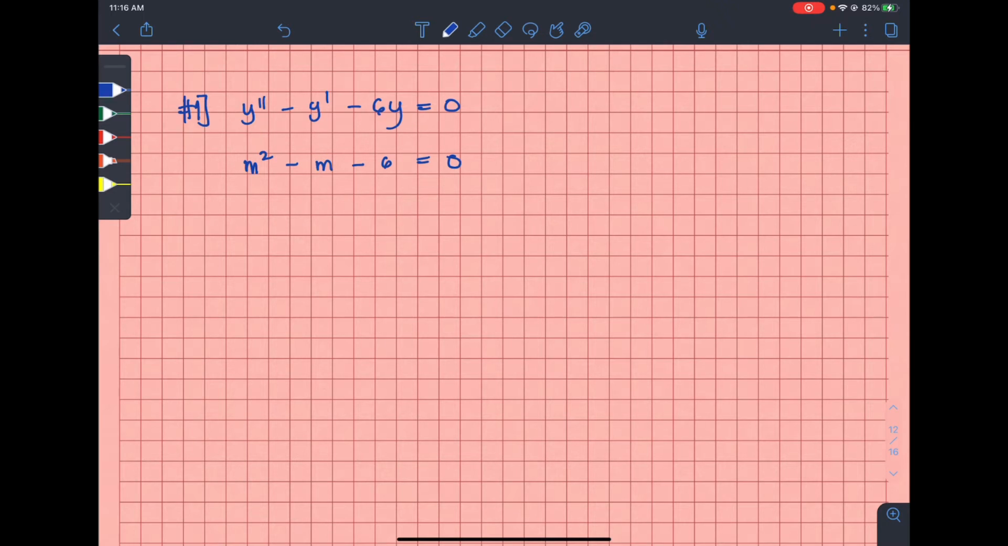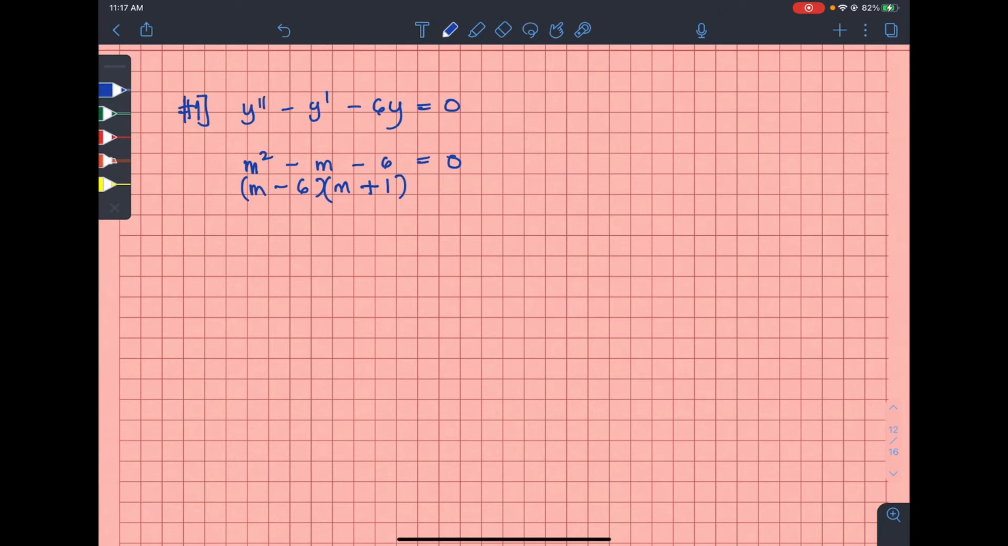And then we're going to determine what will be the factors of m squared minus m minus 6. So will this be factorable? I think so. So m squared is m and m, and the factors of 6 are 6 and 1. However, we need to get a negative 6, so it's a negative 6 and a positive 1, so negative 6m plus m.